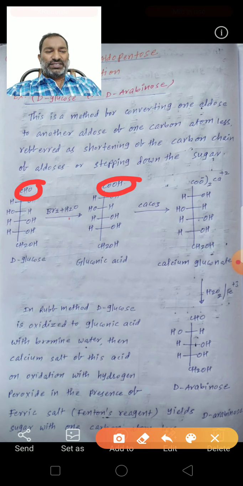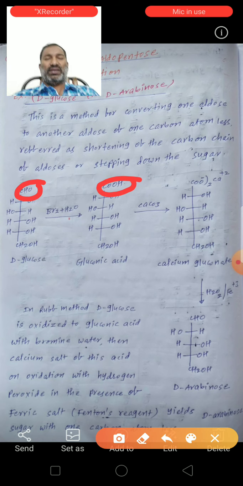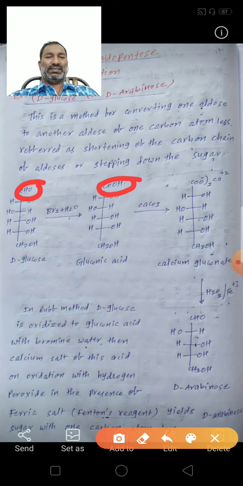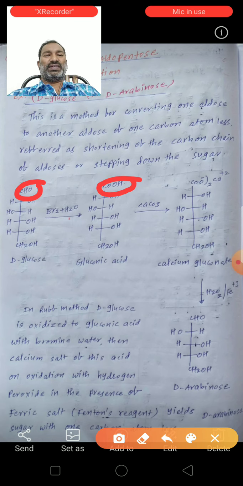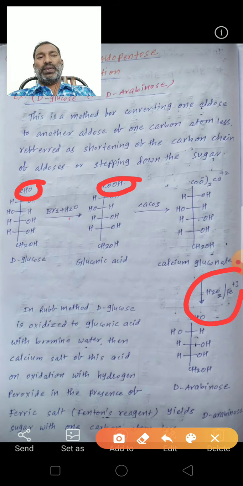This calcium gluconate, on treatment with Fenton's reagent. Fenton's reagent means hydrogen peroxide and ferric ion. A mixture of hydrogen peroxide and ferric ion is known as Fenton's reagent.